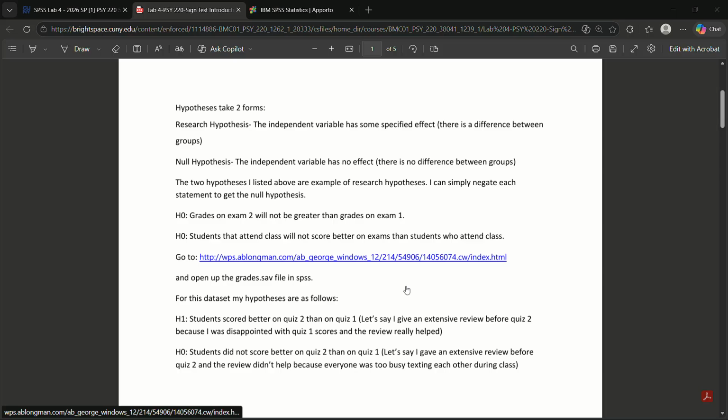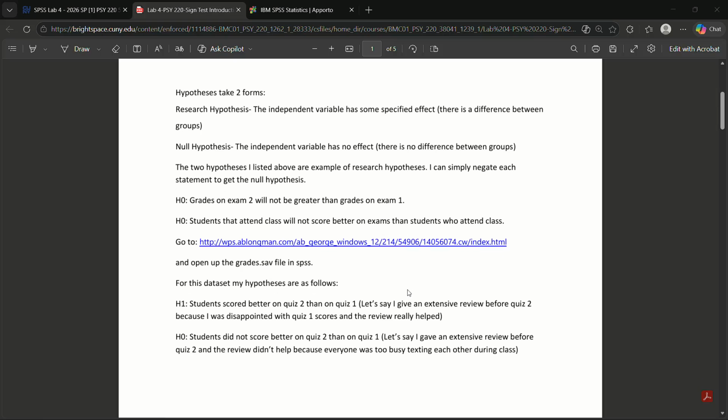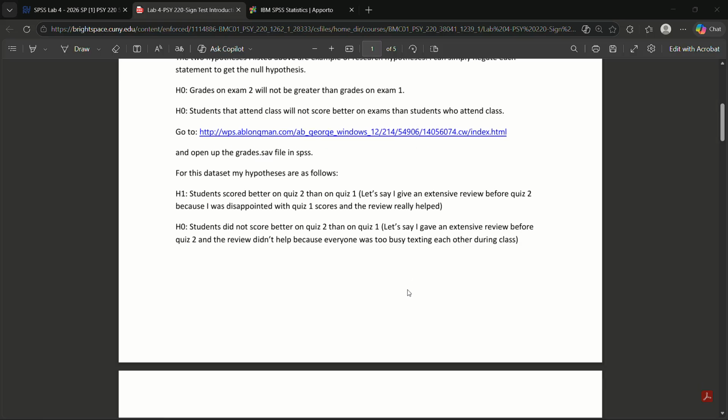So the independent variable here is the group, or it's the time, basically, before and after. The dependent variable is going to be basically greater than or less than. So we open up the grades.save file, and we're going to look at students scoring better on quiz 2 than quiz 1. So for example, I did some kind of intervention before quiz 2. Maybe I did an extensive review for quiz 2 because quiz 1 wasn't good. And I want to see if that extensive review before quiz 2 increases quiz 2 scores compared to quiz 1. And that's a very easy hypothesis to test with the sign test.